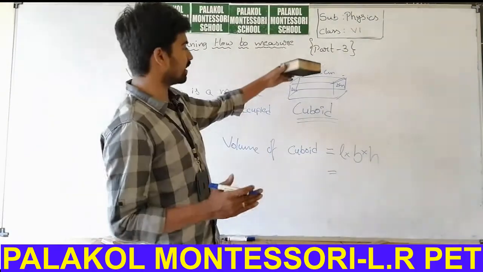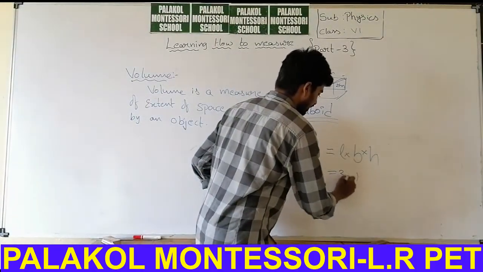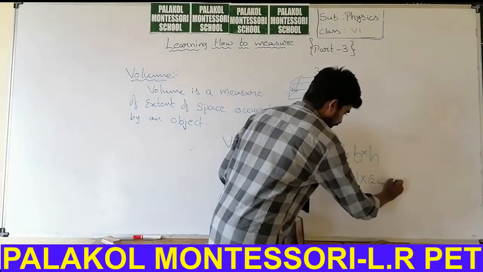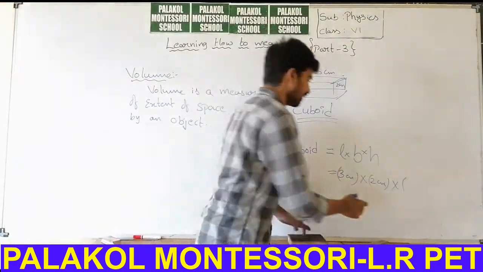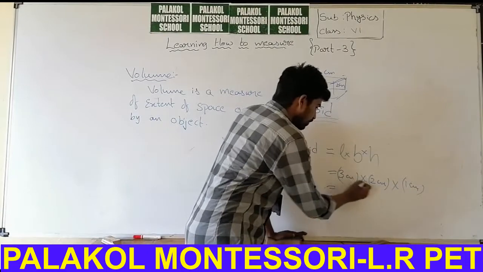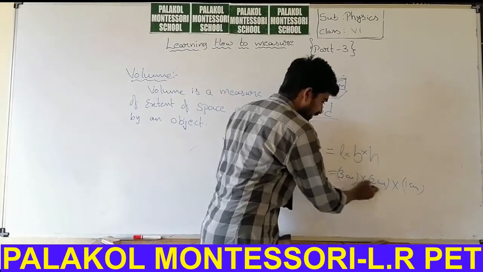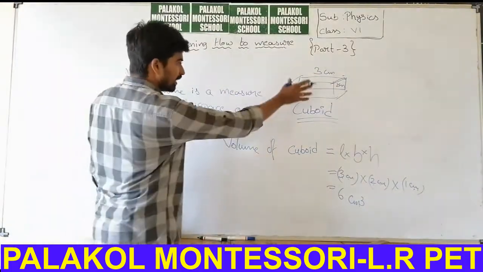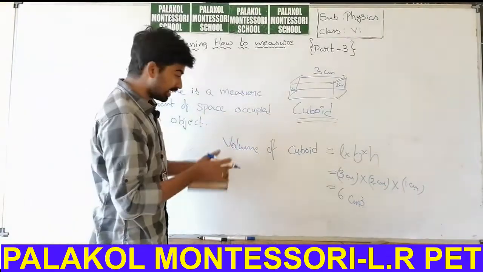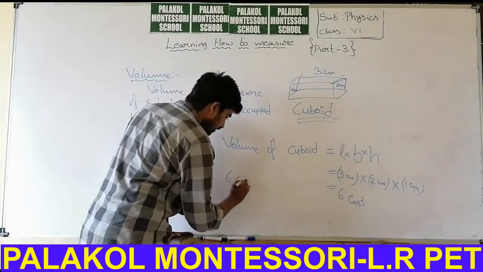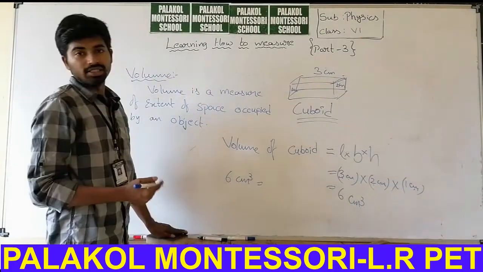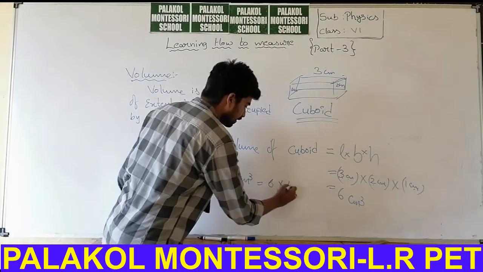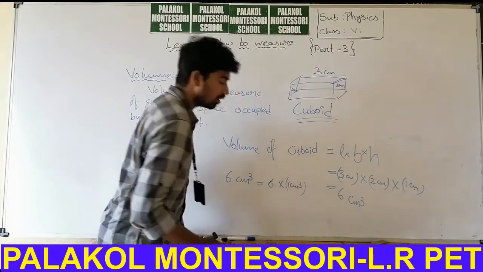So what is the length we have considered? 3 centimeters, into what is the breadth? 2 centimeters, into what is the height? 1 centimeter. So 3 2s are 6, 6 1s are 6. Centimeter into centimeter into centimeter, centimeter cube. What does that mean? This particular cuboid has 6 centimeter cube. You can write this as 6 into 1 centimeter cube.